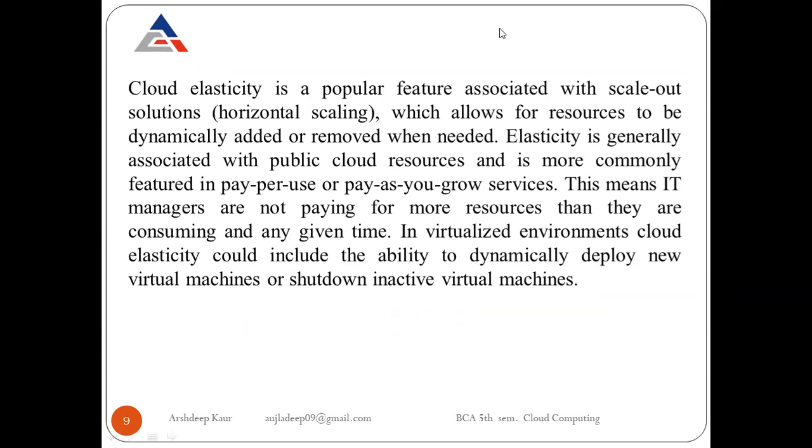Cloud elasticity is one of the popular features that is associated with horizontal scaling, which allows resources to be dynamically added or removed when needed. So when we are going for cloud elasticity, we just need to go for a scale out solution. Scale out means horizontal scaling, so that we can add or remove the resources dynamically when it is needed. Elasticity is associated with public cloud resources, and it is a more common feature that is connected with pay per use or pay as you grow services.